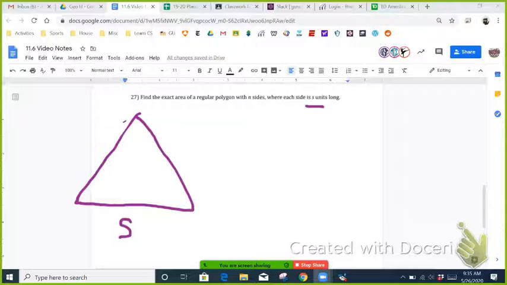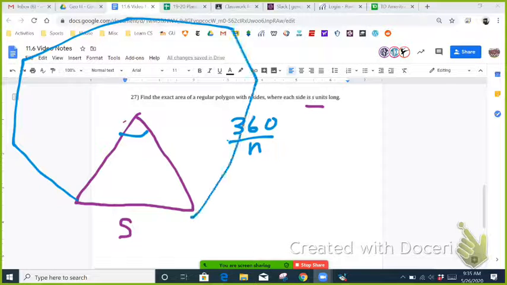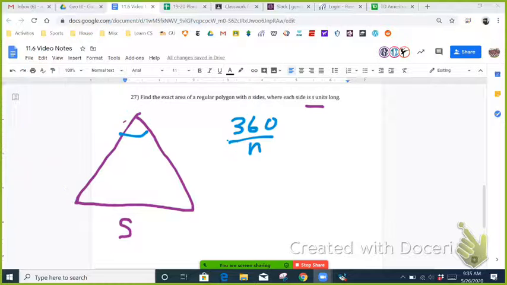Alright, and we also know that this angle here would be 360 degrees divided by n, because if you made a hexagon, whatever it was, then all of these vertex angles would equal each other, and they would have to add up to 360. Okay, so we know that that vertex angle is 360 over n.